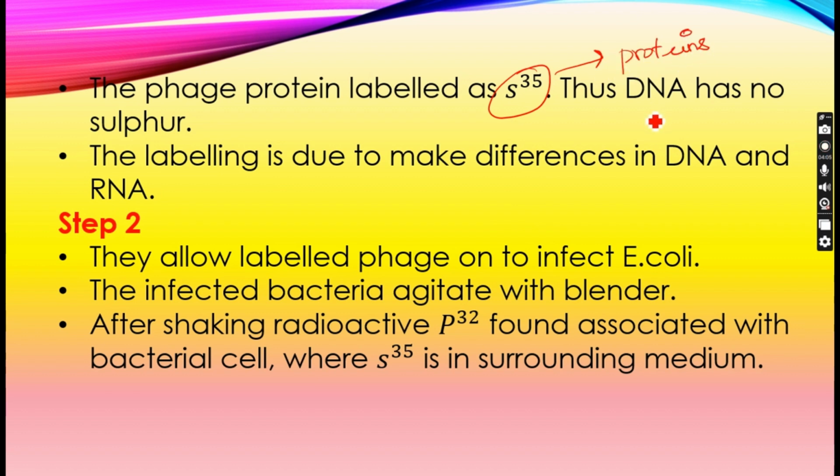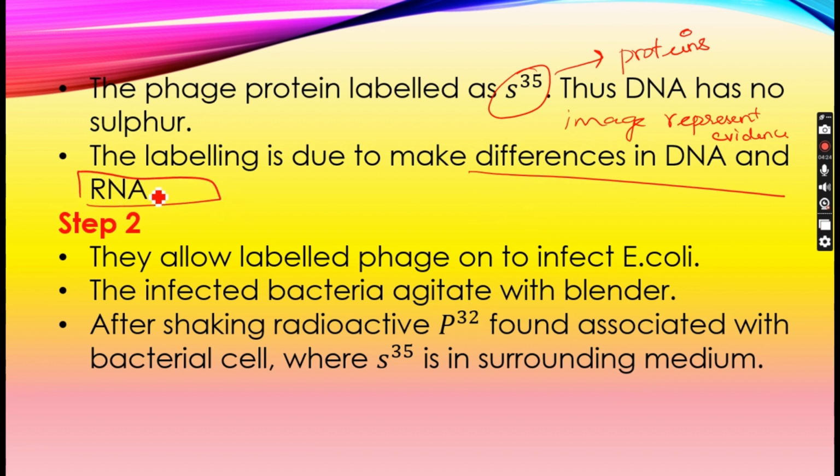This is going to provide a difference and provide an image representation, and give evidence to know the DNA as a genetic material. So the labeling difference of DNA and protein can be found out. So a DNA is phosphate 32 labeled and the protein is going to be sulfur 35 labeled.